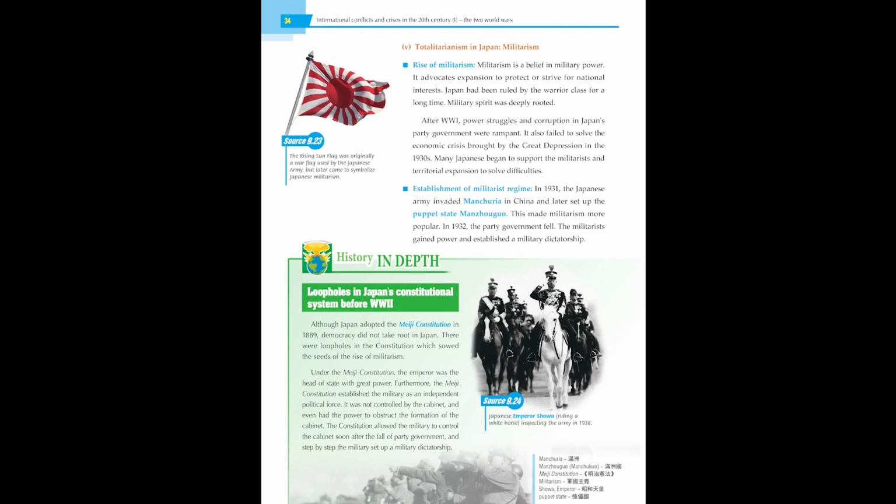Look at the source 9.23. The rising sun flag was originally a war flag used by the Japanese army, but later came to symbolize Japanese militarism.